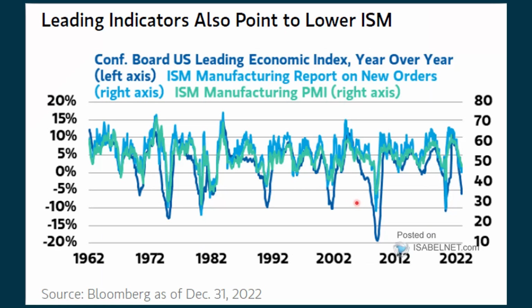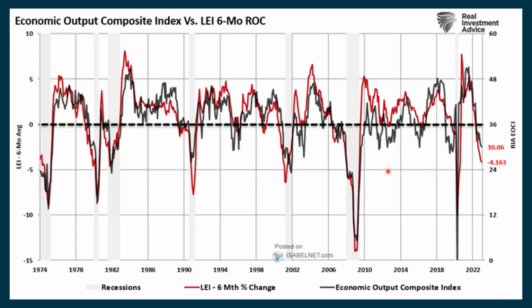We also keep an eye on the leading indicators, or the LEI. That's the dark blue line, which has really been declining. And we have the ISM manufacturing report on new orders. They have been declining, suggesting an economic slowdown. And then the green line is the ISM manufacturing PMI, which just came out last week. This is a little outdated, but it's showing an overall decline in economic activity. This measures the economic output by creating a composite index against the LEI with a 6-month rate of change. Both of these are suggesting more economic slowdown going forward.